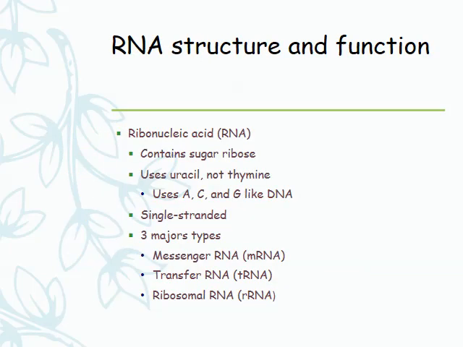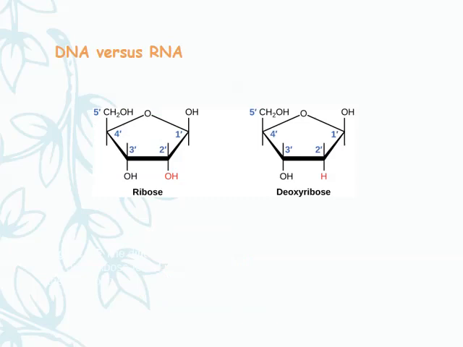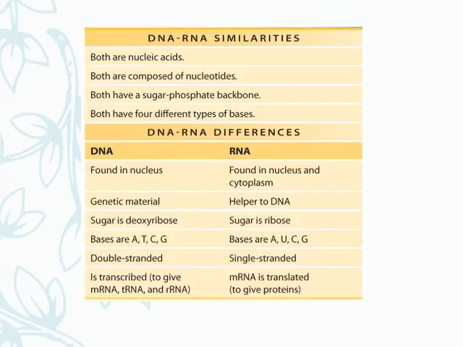RNA molecules are the worker molecules of the cell. Ribonucleic acid consists of the sugar ribose, and instead of having the nitrogenous base thymine, this is replaced by uracil. RNA molecules are single-stranded. There are 3 major types: messenger RNA, transfer RNA, and ribosomal RNA. This diagram shows the difference between ribose sugar and deoxyribose sugar. This is a very important slide for you to learn.